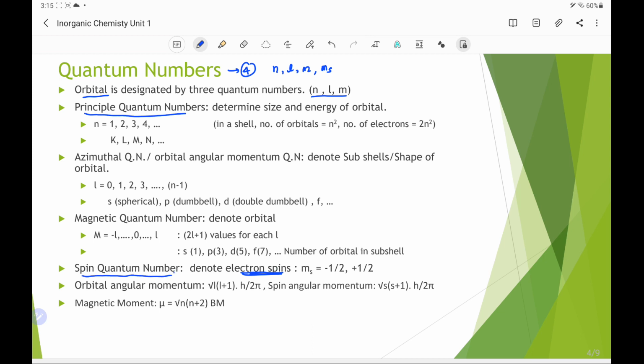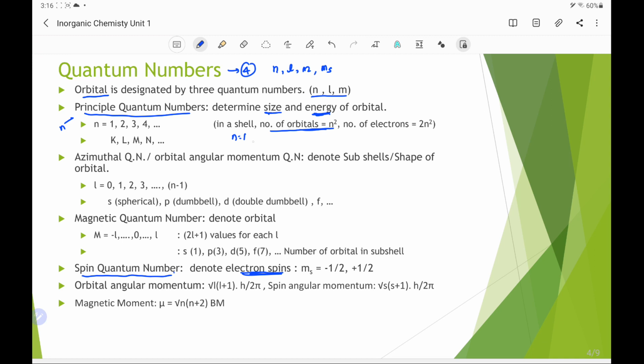Principal quantum number, it is the n. It denotes the size and the energy of the orbit. The values of n are 1, 2, 3, 4, and so on. And alphabetically, we can represent n equal to 1 by K, 2 by L, 3 by M, 4 by N, and so on.